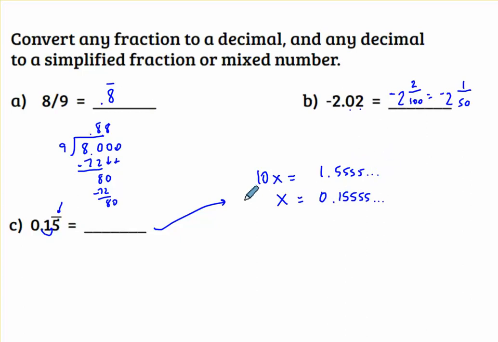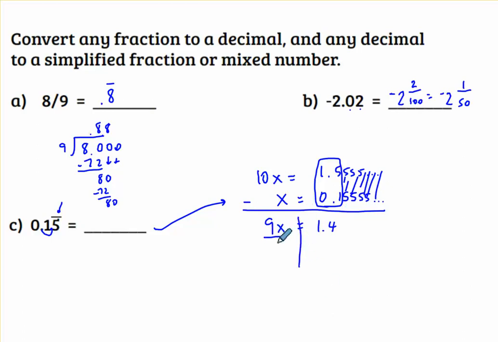Okay, at this point, I'm going to just subtract these two equations. 10x minus an x is 9x. And this is where the fun happens. All these 5's go away all the way up until this point here because this is what I'm left with. 1.5 minus 0.1 is 1.4. And so I'm going to solve for x. I divide by 9.